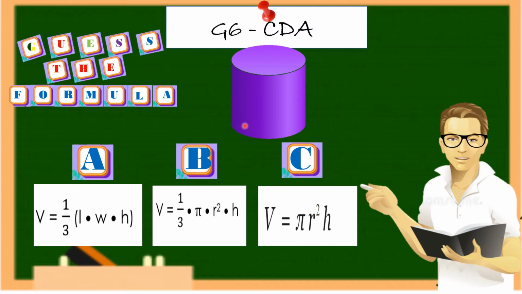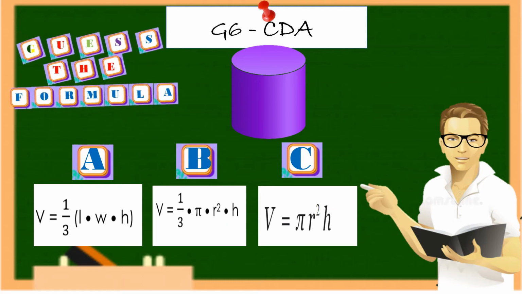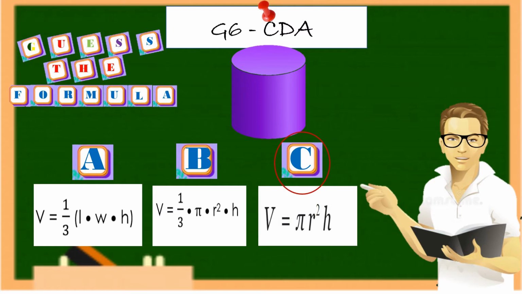What do you think this object is? Yes, correct. Cylinder. What is the formula to get the volume of the cylinder? A. Volume is equal to 1 divided by 3 times length times width times height. Or B. Volume is equal to 1 divided by 3 times pi times radius to the second power times height. Or letter C. Volume is equal to pi times radius to the second power times height. And the correct answer is letter C. Correct. Volume is equal to pi times radius to the second power times height.